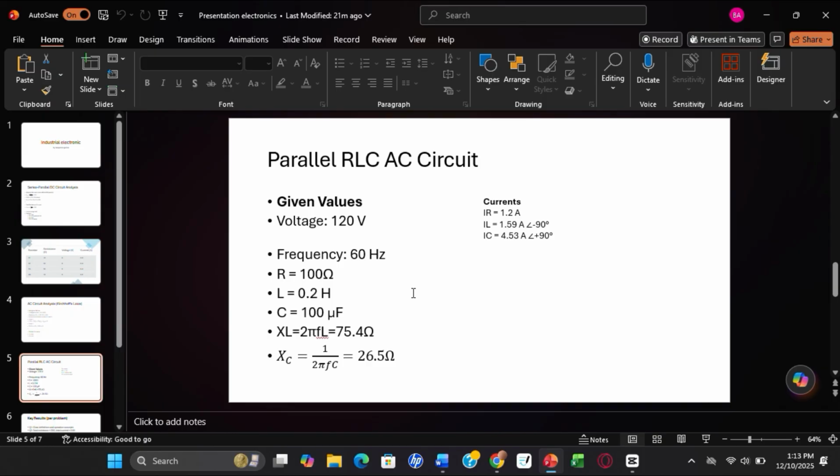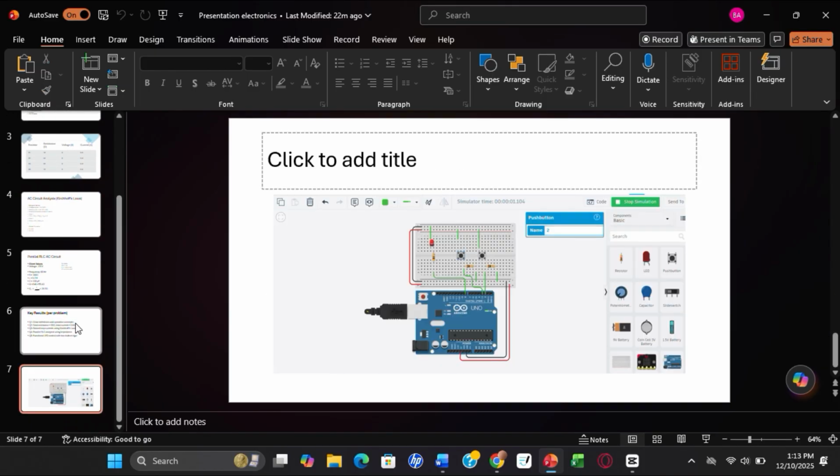circuit. For question 4, I analyzed a parallel RLC AC circuit. First, I picked the voltage and frequency values, and I calculated the inductive and capacitive reactance. Since it's a parallel circuit, I worked with admittance to find the total.